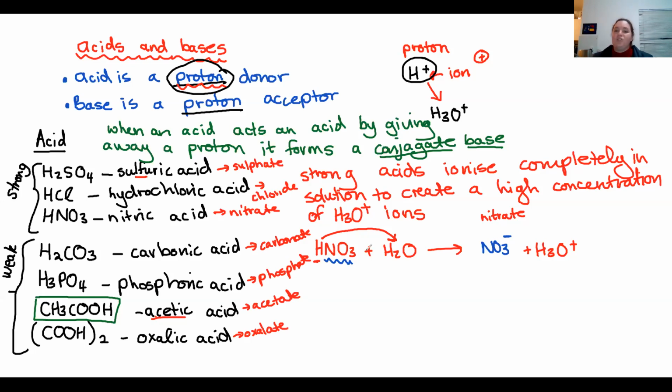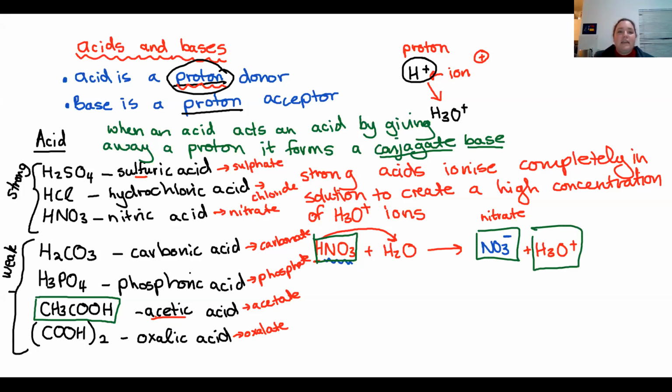All right, so what this means when we say it will ionize completely is that every last HNO3 will break apart to form NO3 minus and H3O plus. None of them will stay together. They ionize completely, break apart completely, okay?